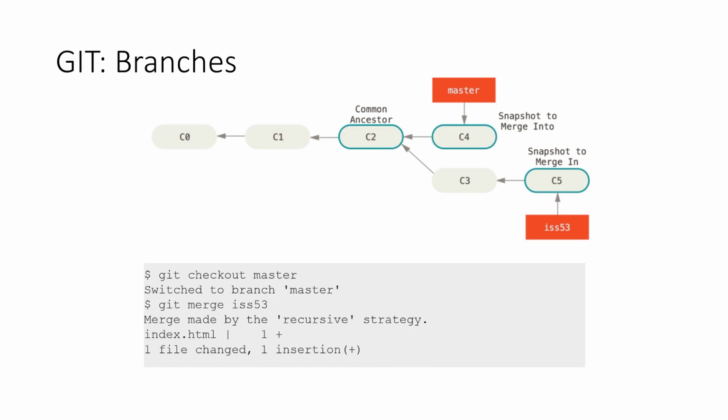In this case, your development history has diverged from some older point, because the commit on the branch you're on isn't a direct ancestor of the branch you're merging in. Git has to do some work. In this case, Git does a simple three-way merge, using the two snapshots pointed to by the branch tips and the common ancestor of the two.